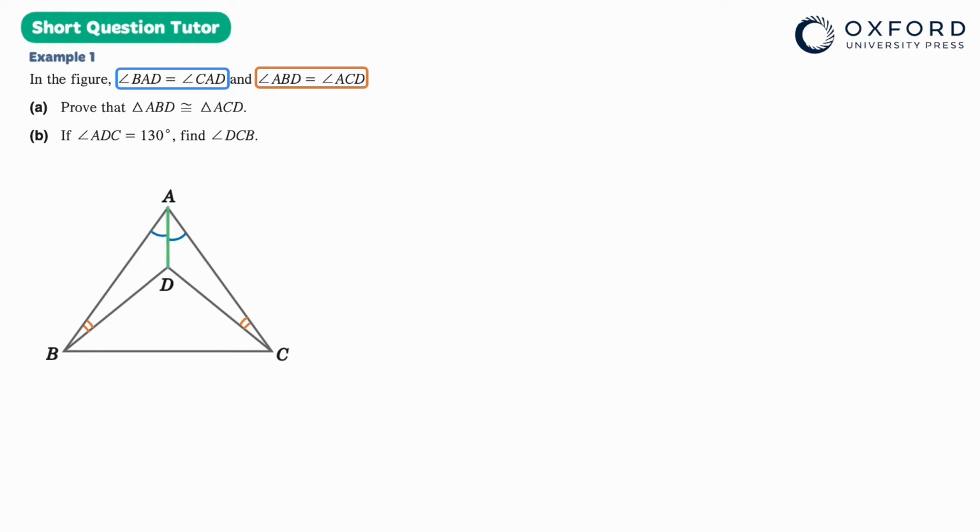Here, we have AD equals AD. The reason is common side. We now have two pairs of angles and one pair of sides. The reason that the two triangles are congruent is AAS. We can write down the proof now.